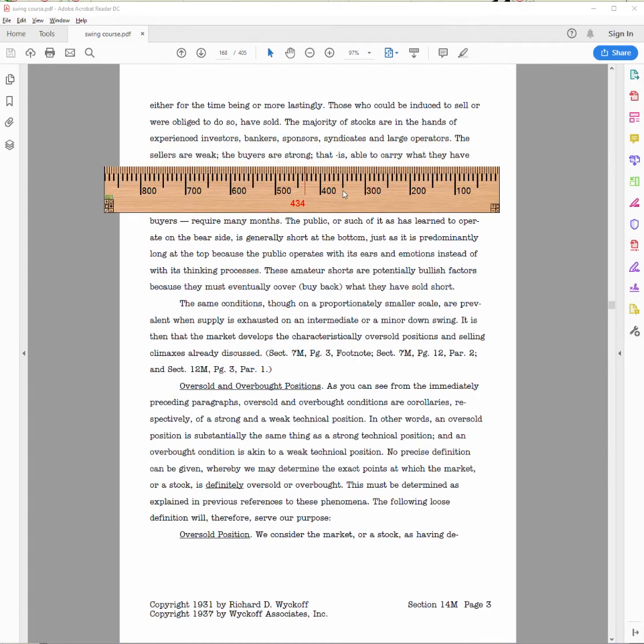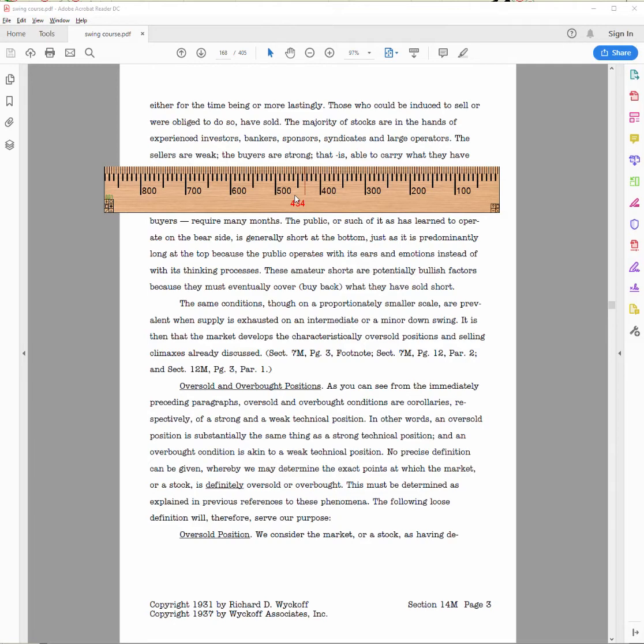Anyway, he says liquidation has run its course. What does that mean? On a pullback, after a rally, you want to see liquidation run its course. There's going to be a minor climax. Liquidation ran its course. On a pullback, you have liquidation running its course or the retracement running its course.